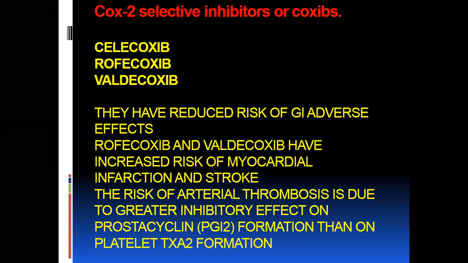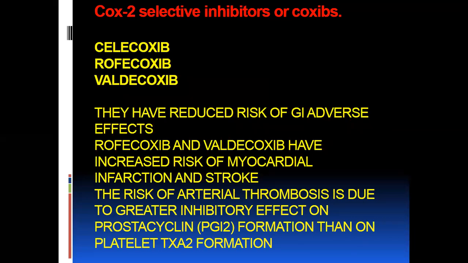myocardial infarction and stroke. Why is this so? Because of the anti-inflammatory action. The risk of arterial thrombosis is due to a greater inhibitory effect on prostacyclin formation than on platelet TXA2 thromboxane formation.